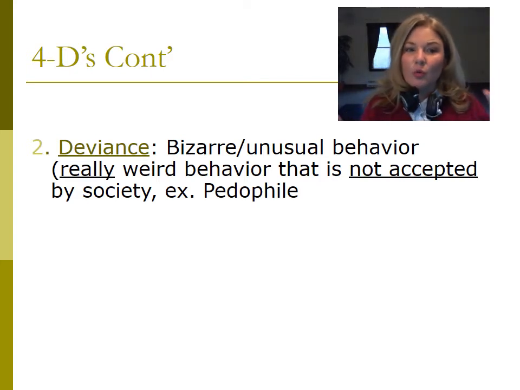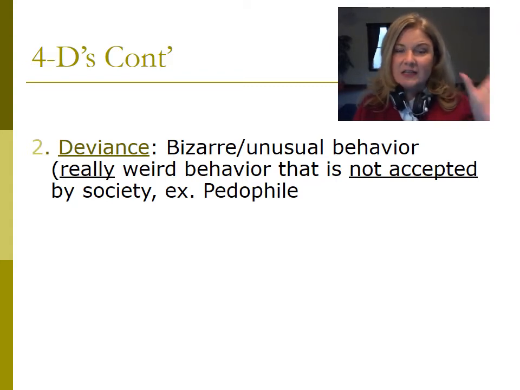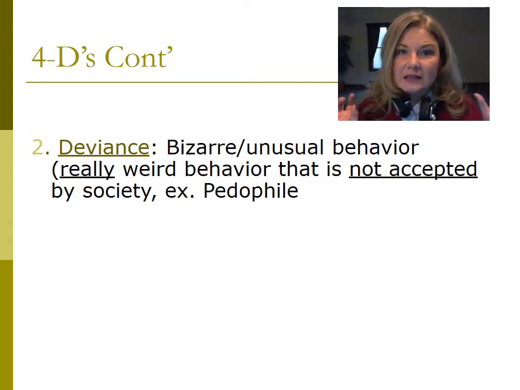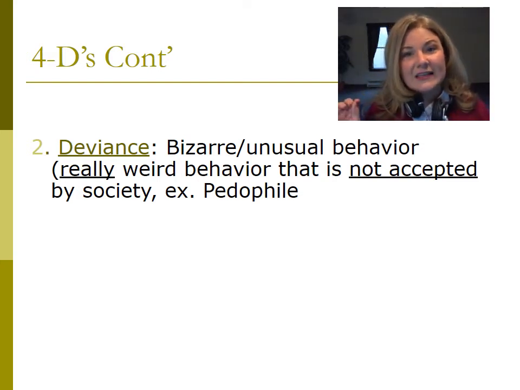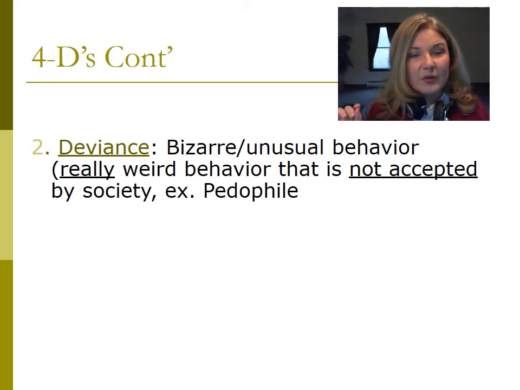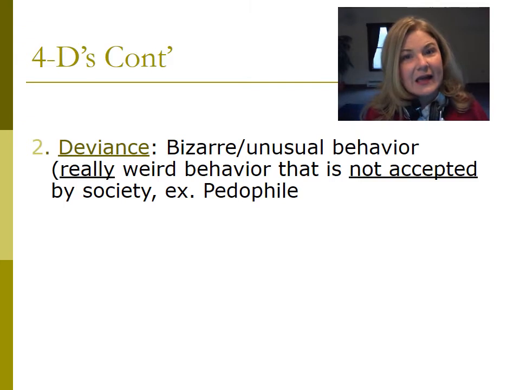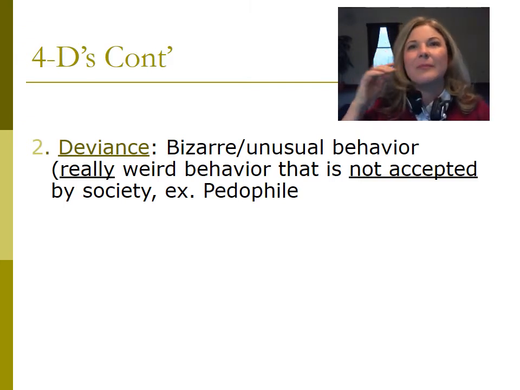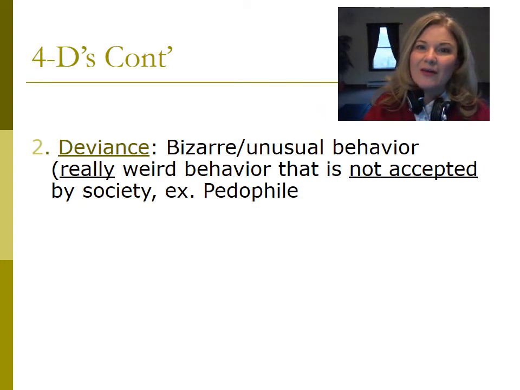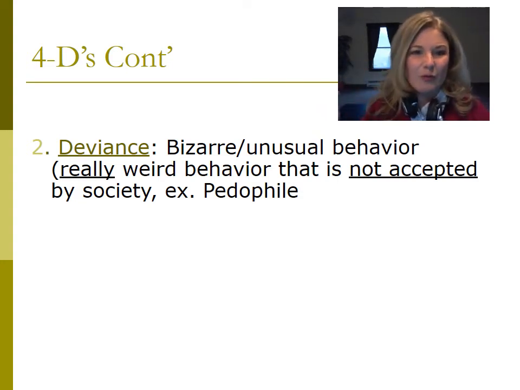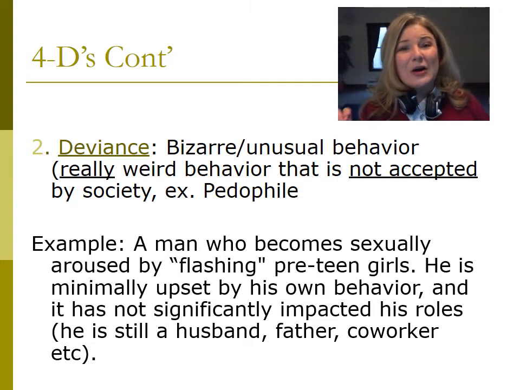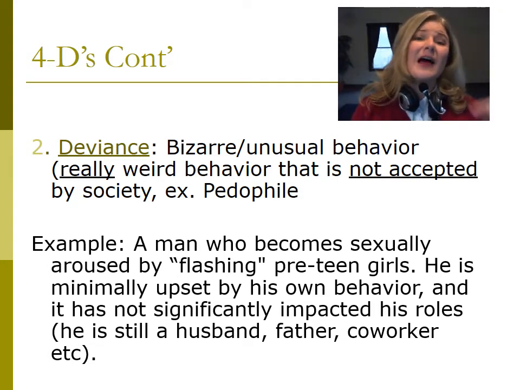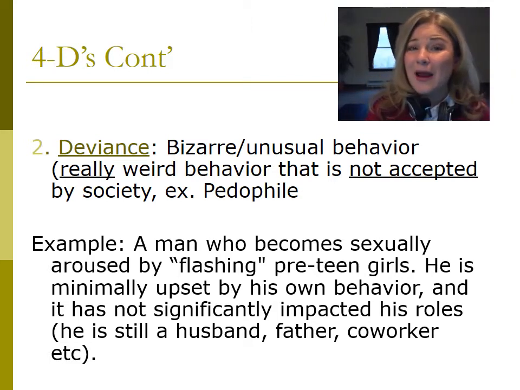Pedophilia will. So when I'm talking about the second D, deviance, what I'm talking about is deviant behavior that is illegal or that is considered completely unacceptable by society, and that by doing that behavior, that puts you into the abnormal behavior realm. So an example of this would be a man who becomes sexually aroused by flashing preteen girls. He might not be at all upset about his behavior. So remember the slide before, I told you not everyone's upset about their abnormal behavior.